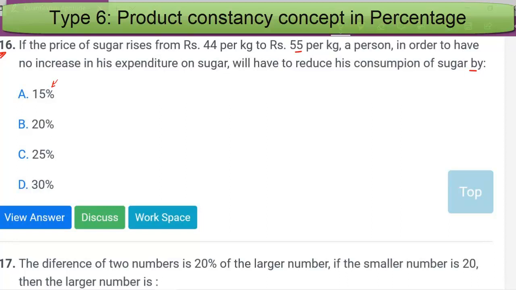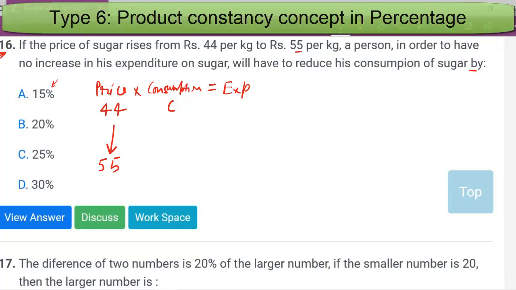These questions we call questions of product constancy, which is basically asked in different topics. So let me tell you the method for these questions. Here, price into consumption is equal to expenditure. Price is given as 44 and consumption, suppose you assume C, and if you multiply this, you get some expenditure. So what is happening is that the price is increased from 44 to 55.